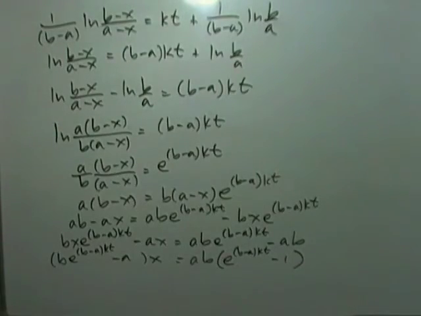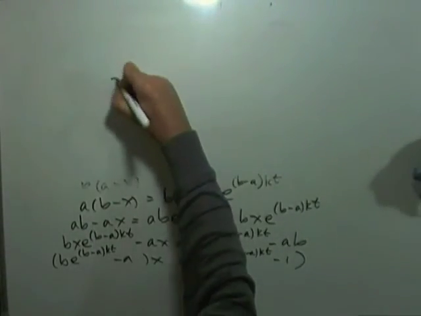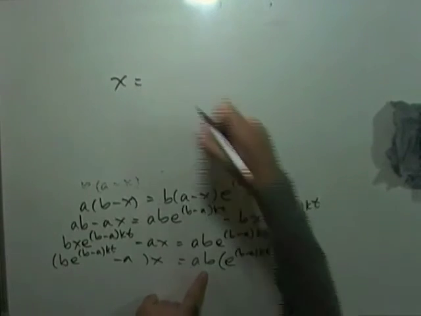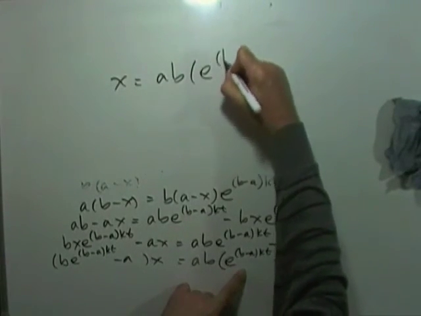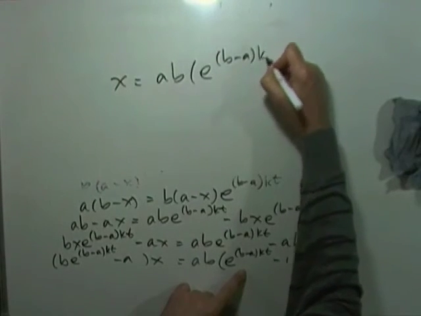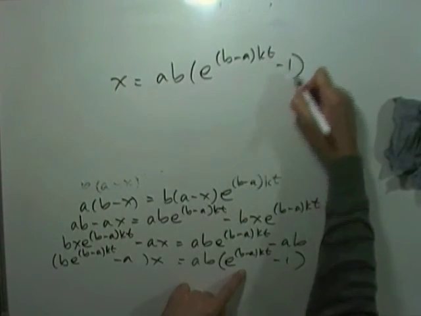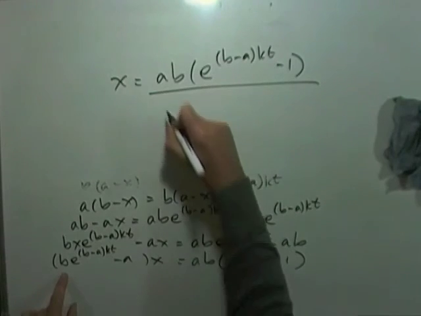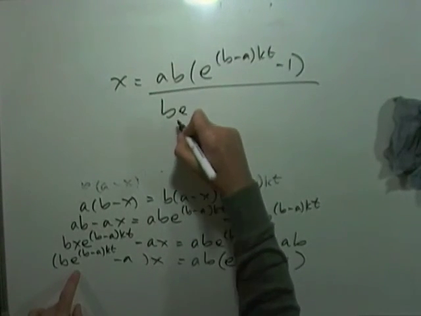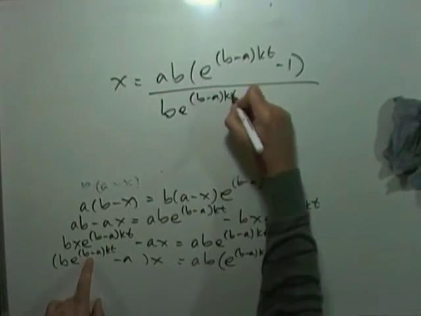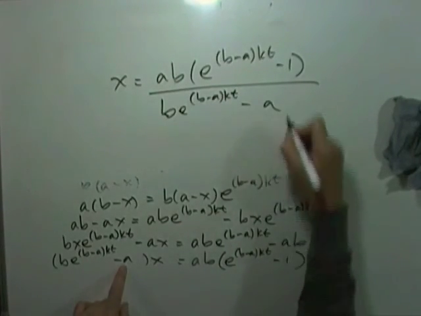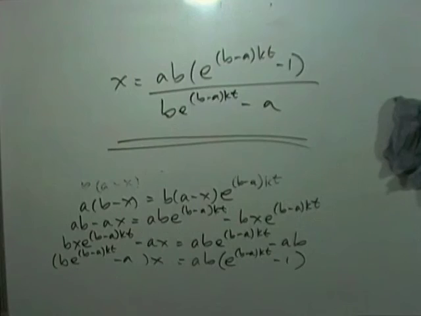Then I'm not sure if we've got room down at the bottom, but to finish it all off, finally I've got x equals ab e to the b minus a kt minus 1 all over be to the b minus a kt minus a. Done.